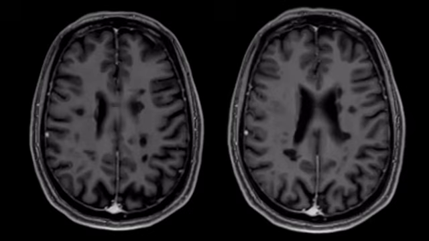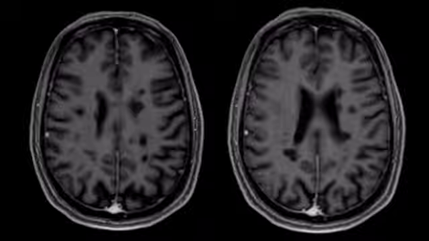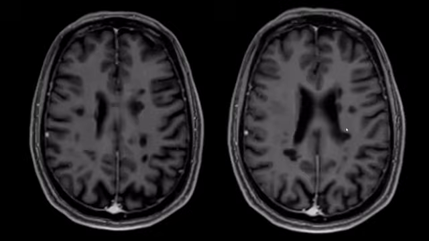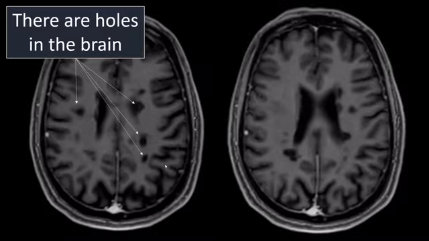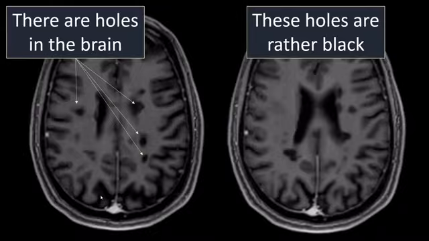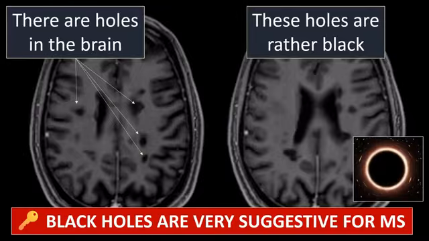Now, you can have old lacunar infarctions, and these will also look like black holes, but when you have a lot of them, and especially when they are located immediately along the ventricles, that looks more like the black holes of multiple sclerosis. So if you have a lot of holes in the brain and these holes are black, think multiple sclerosis, because these are very suggestive for multiple sclerosis.